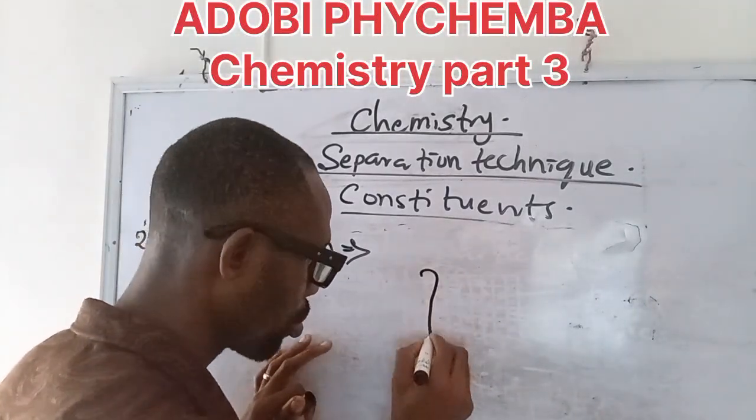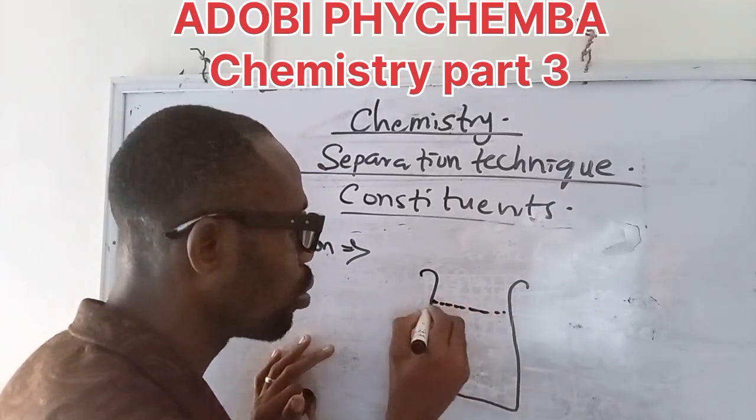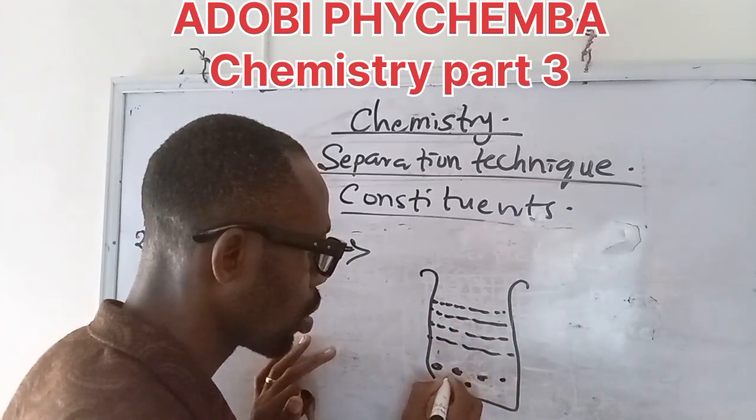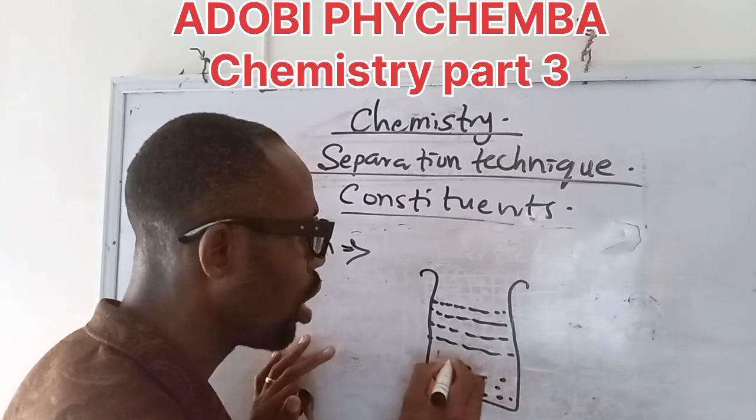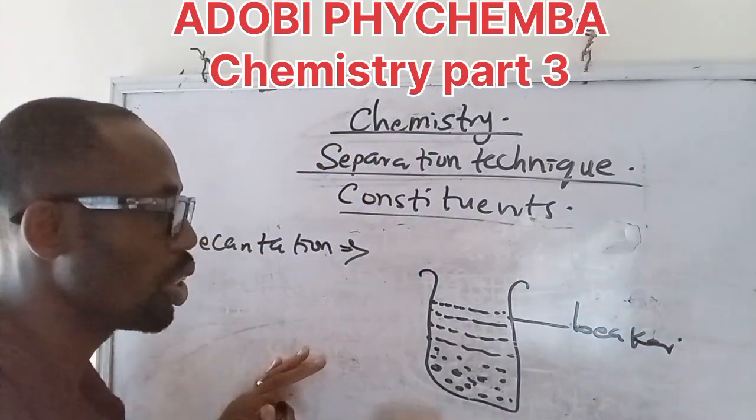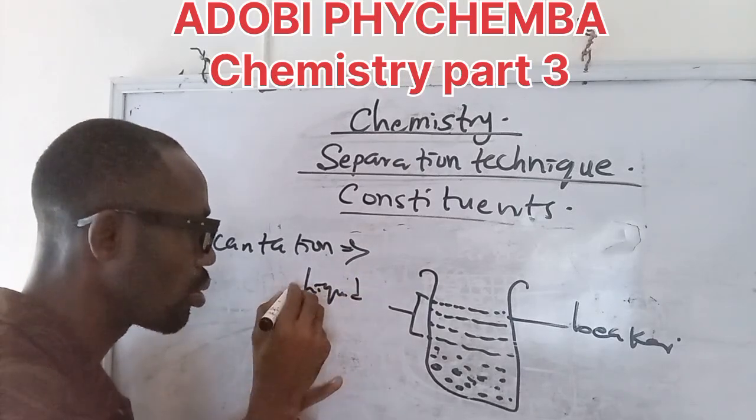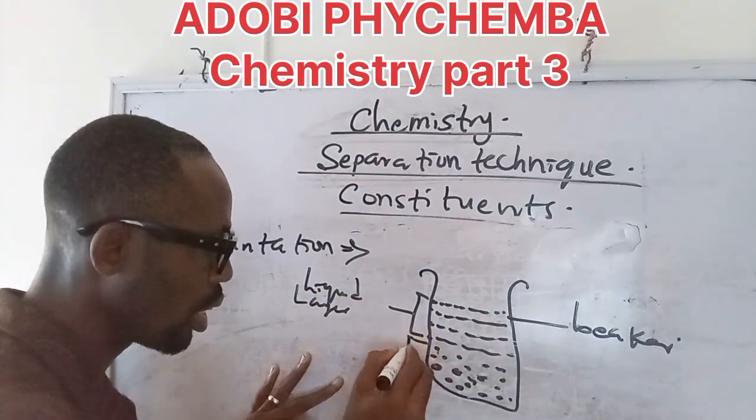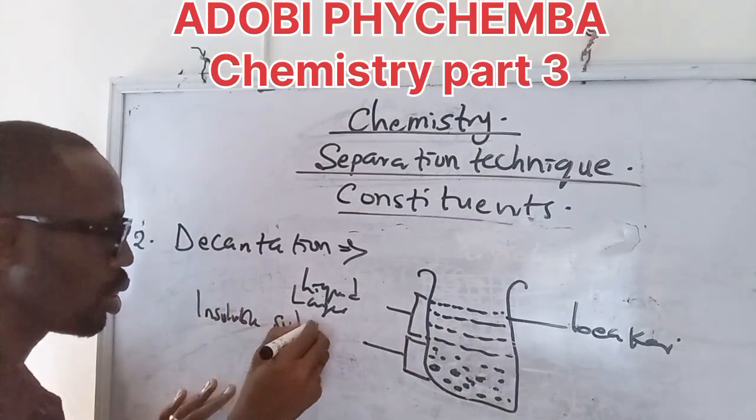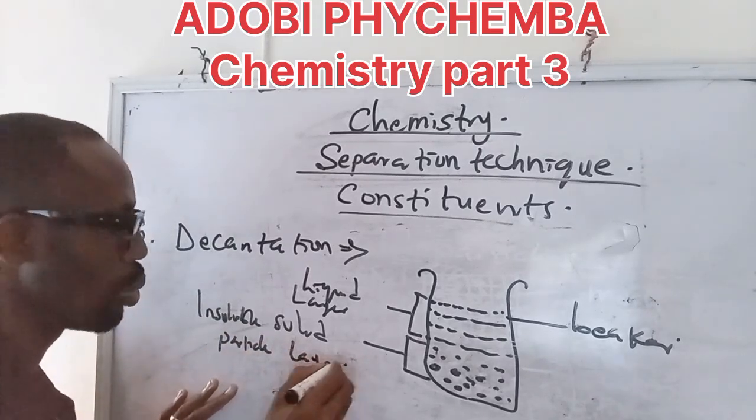It simply means that when insoluble solid particles are found in a solution, you have two different layers. The solid particles are usually found at the lower part of the beaker or the container. From here to here forms the liquid layer. From this point down forms the insoluble solid particle layer.